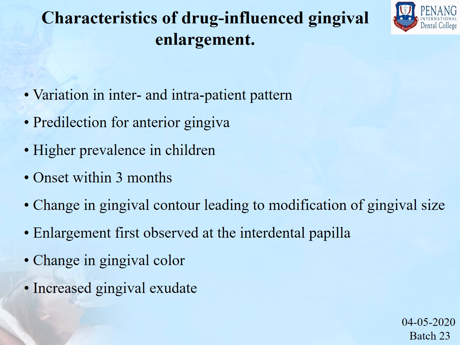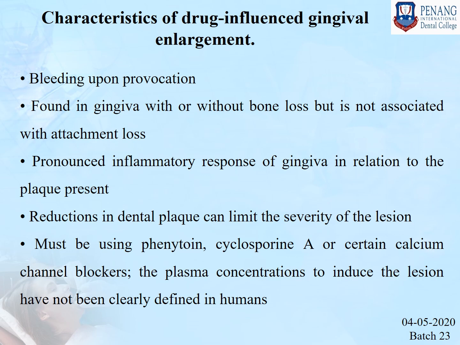There will be change in gingival contour leading to modification of gingival size. Enlargement is first observed at the interdental papilla. There will be change in gingival color. There will be increase in gingival exudate. There will be bleeding on provocation. It is found in gingiva with or without bone loss, but is not associated with attachment loss. A pronounced inflammatory response of the gingiva in relation to plaque is present. Reductions in dental plaque can limit the severity of the lesion. The patient must be using phenytoin, cyclosporin A, or certain calcium channel blockers. The plasma concentration needed to induce the lesion has not been clearly defined in humans.